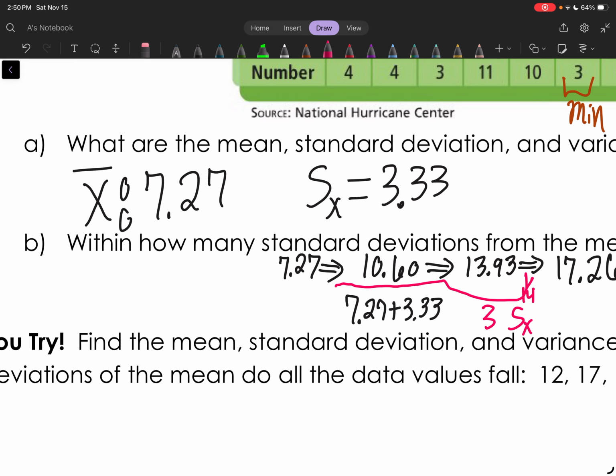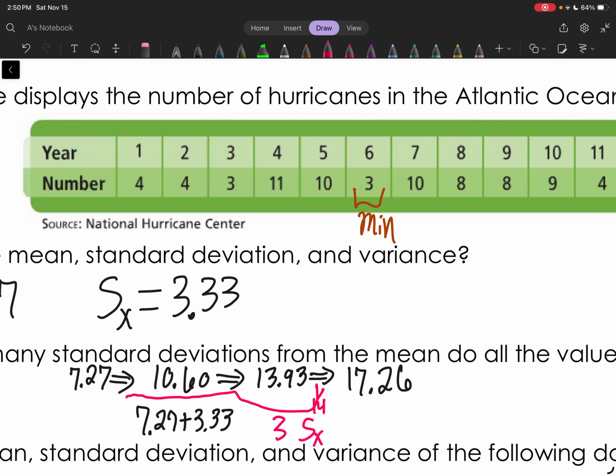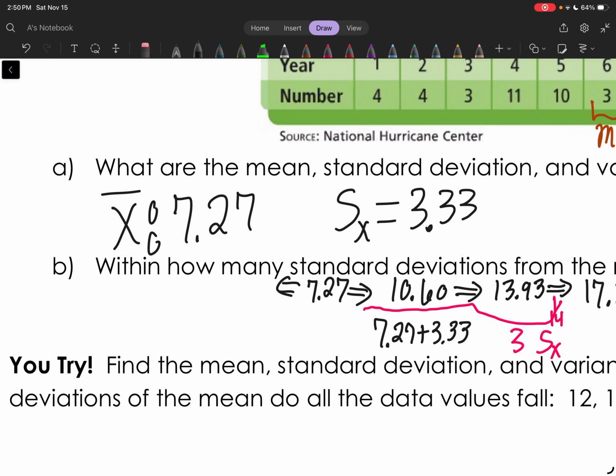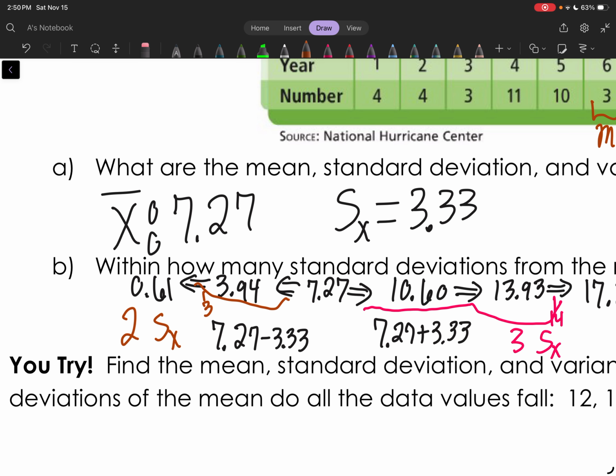Now let's look at the left side, because I need to account for this minimum value. So instead of adding my standard deviation, I'm going to be subtracting: 7.27 minus 3.33. This is going to be 3.94. I have not yet hit the 3 that I'm wanting, so I need to roll again. This is 0.61. My 3 is right here. This is within 1, 2 standard deviations.